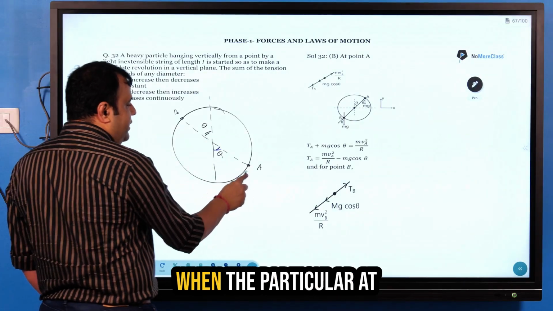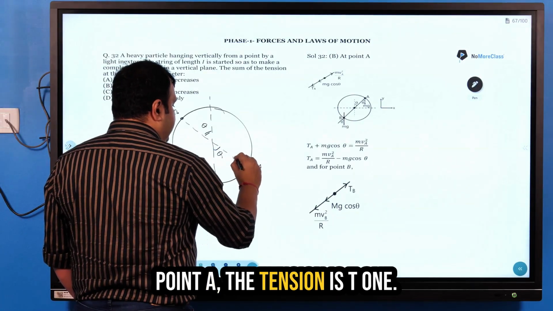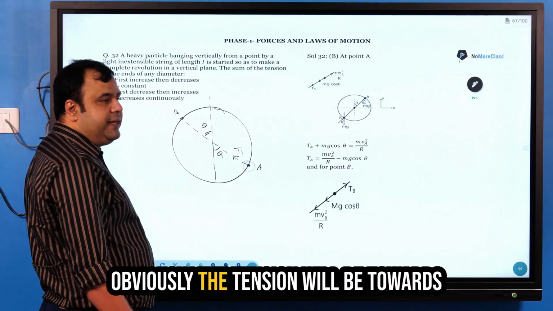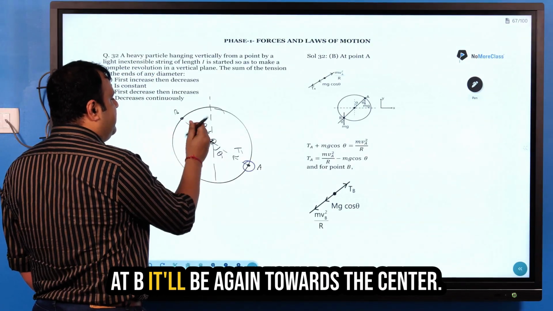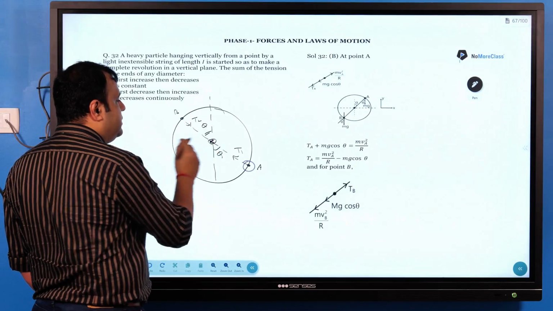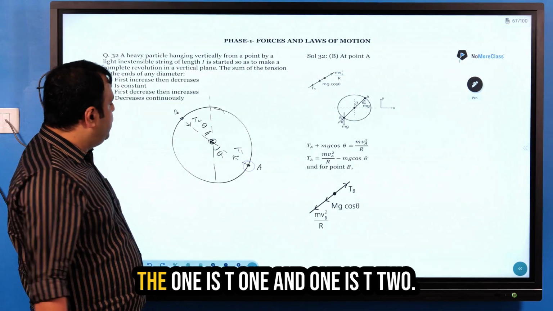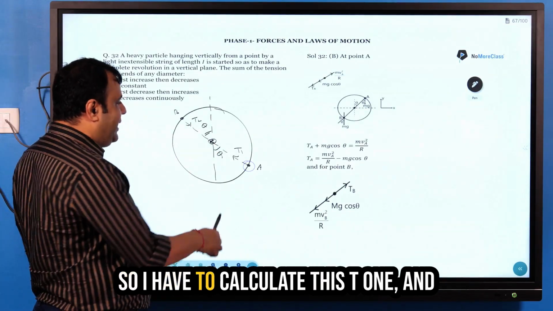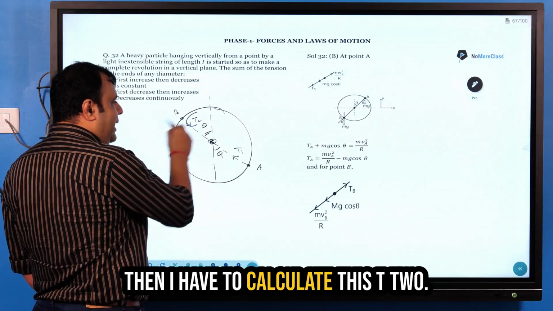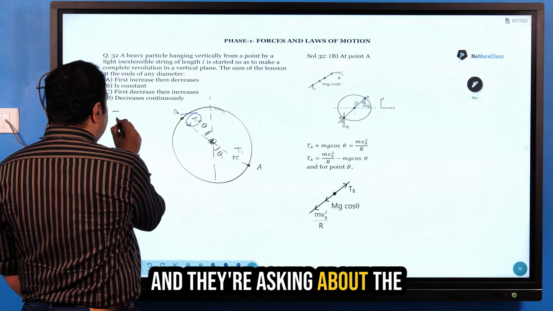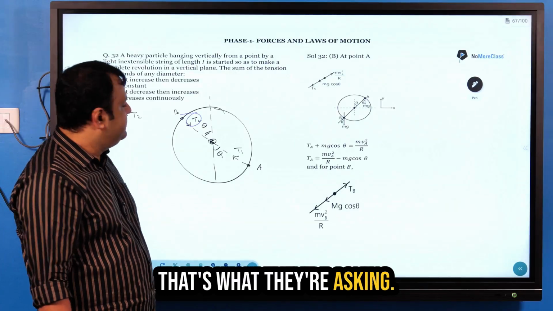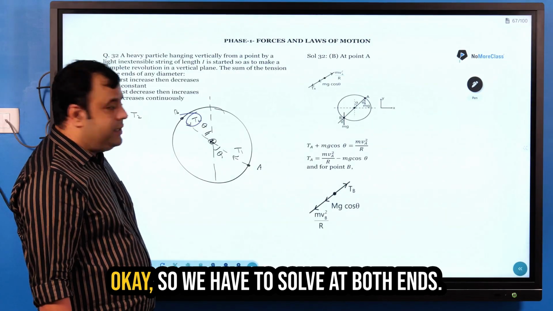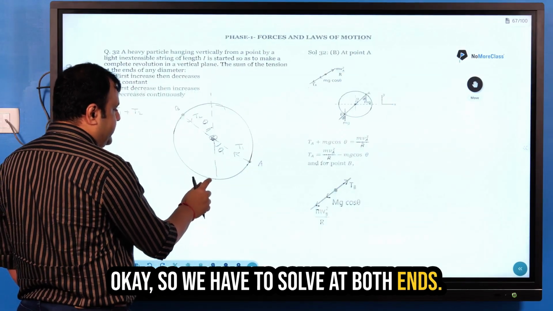Let's say when the particle is at point A, the tension is T1. Obviously, the tension will be towards the center where the hinge is, and at B it will again be towards the center. So one is T1 and one is T2. I have to calculate T1 and T2, and they are asking about the value of T1 plus T2. So we have to solve at both ends. Now let's solve.